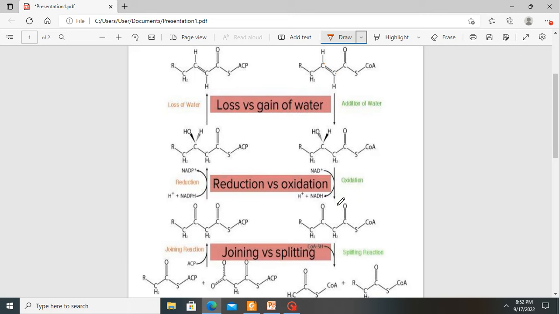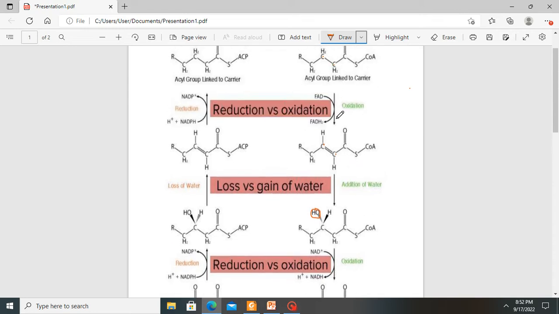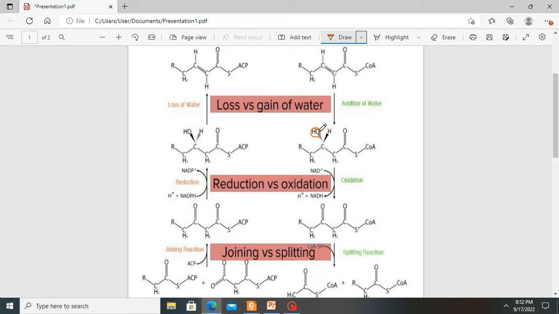The next step is oxidation again. This oxidation is the oxidation of the hydroxy group into a ketone. The first oxidation here is the removal of the hydrogens to form an alkene, or double bond. The second oxidation is the removal of the hydrogen from the OH to form a double bond between the beta carbon and the oxygen, forming a ketone.